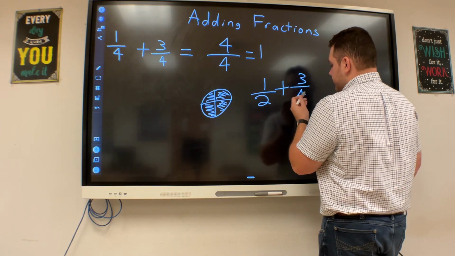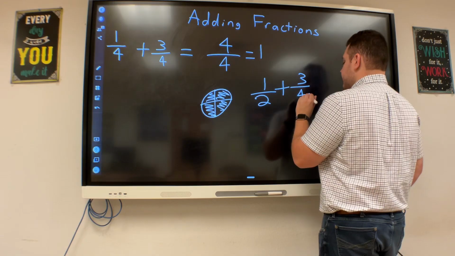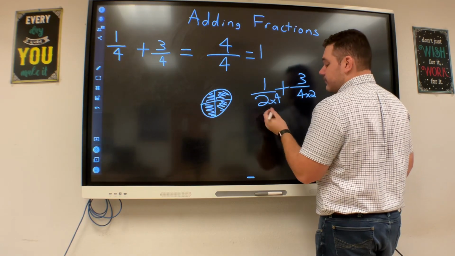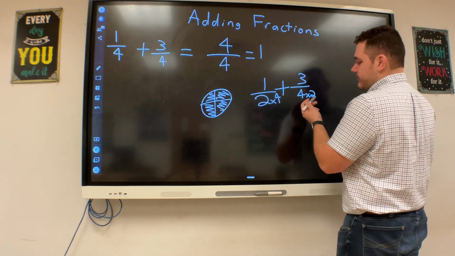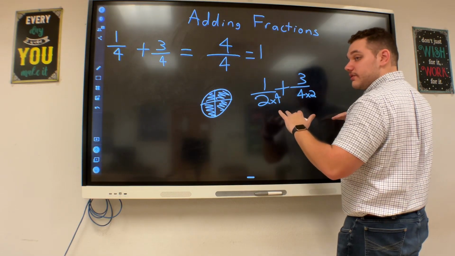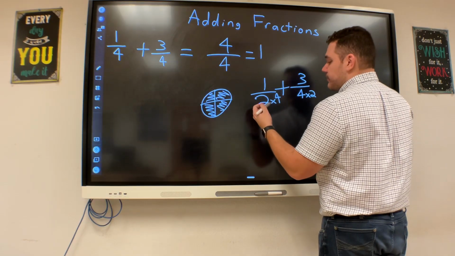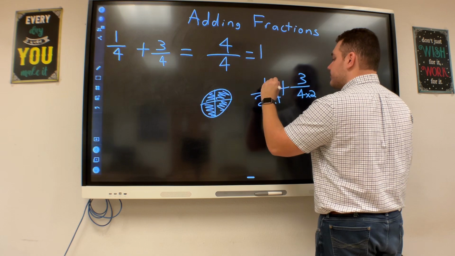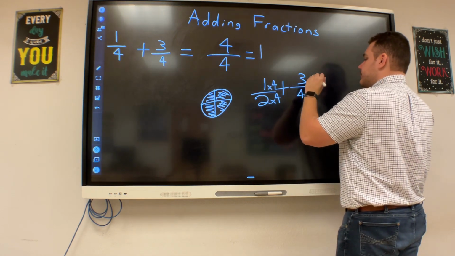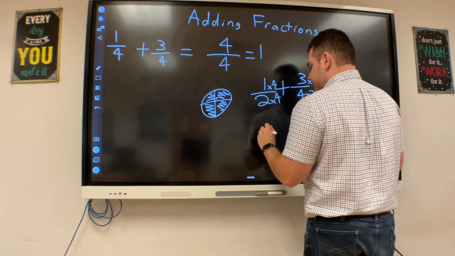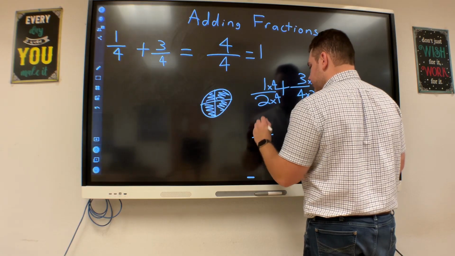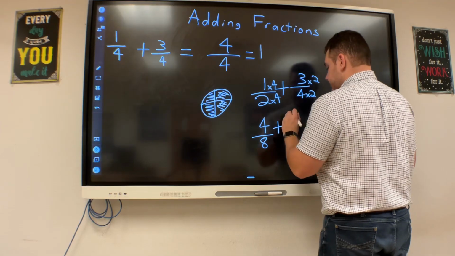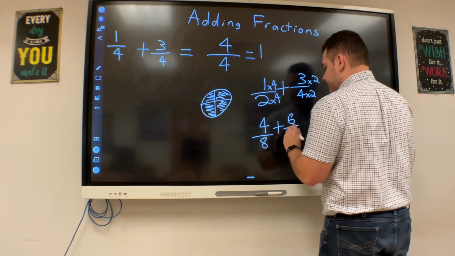To this one we're going to multiply by 2, and this one we're going to multiply by 4. And 2 times 4 is 8, 4 times 2 is 8. So that's going to get our denominators the same. Now what we do to our denominators, we need to do to our numerators. So we're going to multiply this 1 by 4, and this 3 by 2. So 1 times 4 is 4, 2 times 4 is 8, 3 times 2 is going to be 6, 4 times 2 is going to be 8.